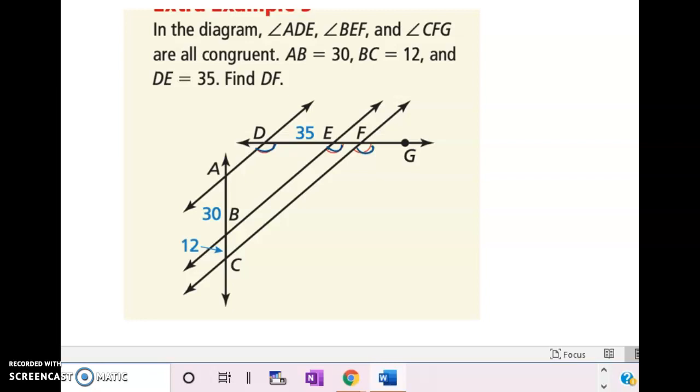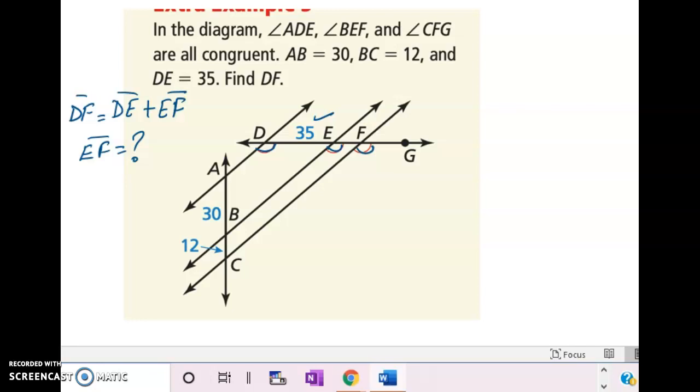Now, what is DF? DF is made up of DE and EF. I just know what DE is. I don't know EF. So the first line of action would be to find out what EF is. But how? They have given us 3 lines and the 2 transversals are there, right? So we will write the proportionality statement.